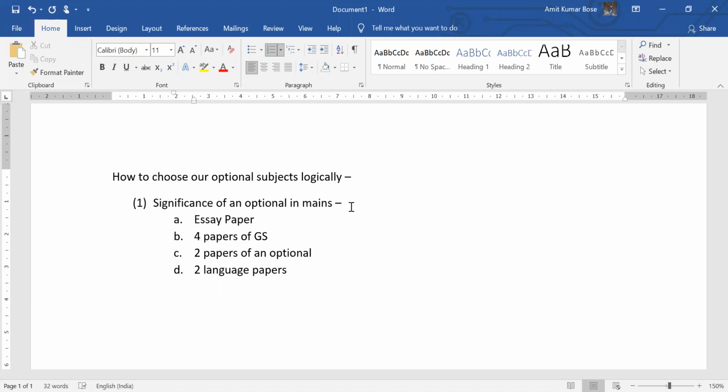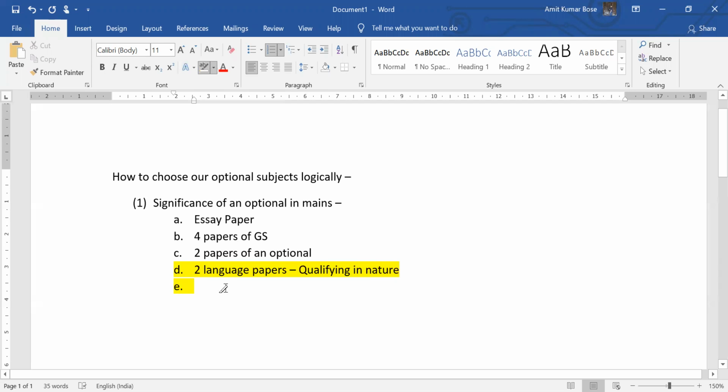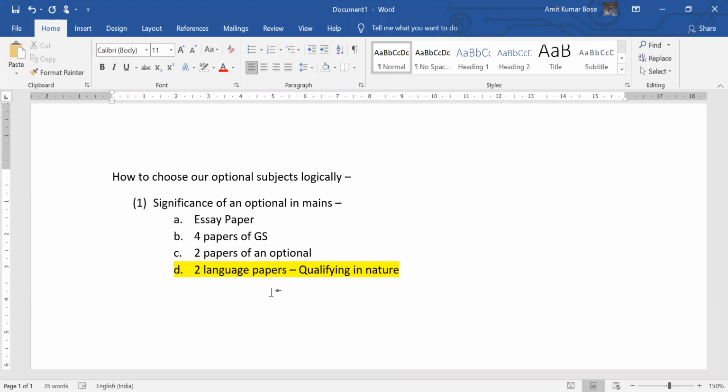Out of these 2 language papers, they are of qualifying nature. The marks of these language papers would not be taken into consideration while deciding one's rank, or whether the person has qualified for interview or not. One just has to qualify in these papers. On the other hand, these are the papers there, these 4 papers.